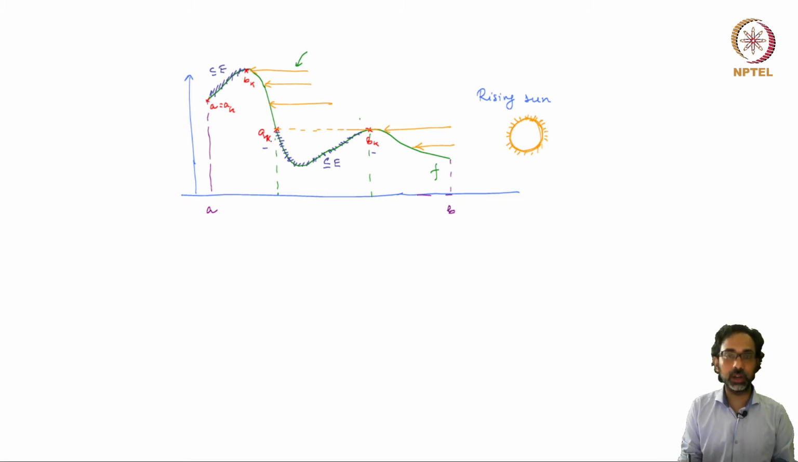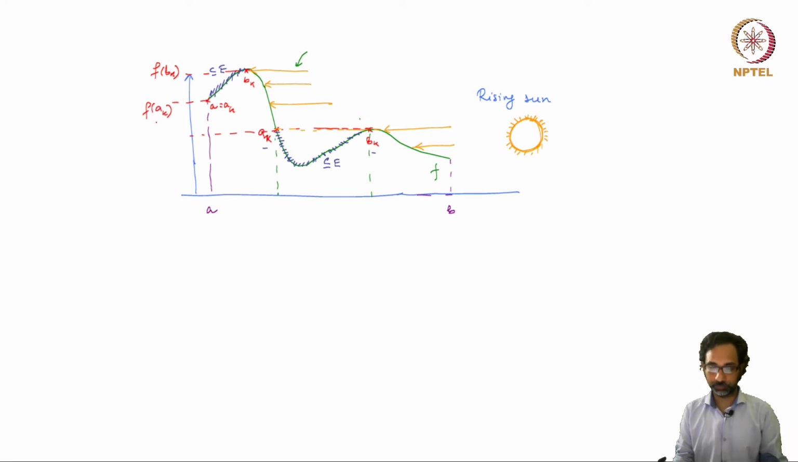So if a_k and b_k lie in the interior of a and b, then f(a_k) will be equal to f(b_k). So f takes the same value at a_k and b_k, except when a_k is the starting point a, in which case f(b_k) is greater than or equal to f(a_k). Okay, so this is why it's called the Rising Sun Lemma. And now let's look at the proof of this lemma.